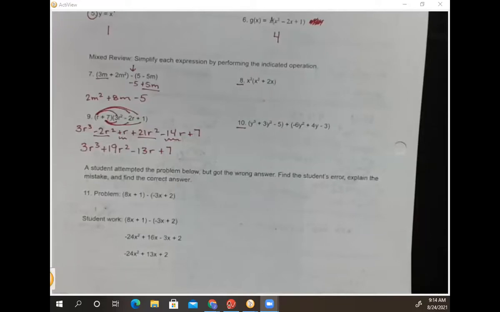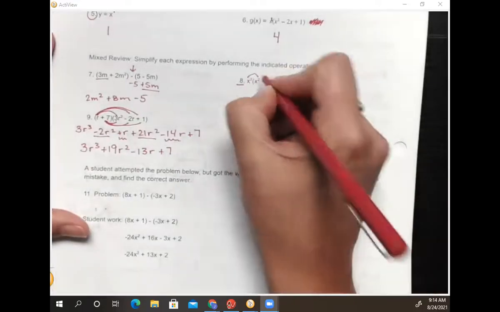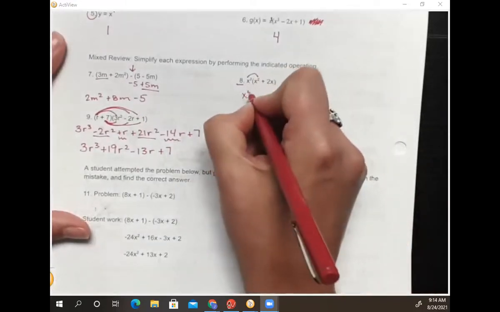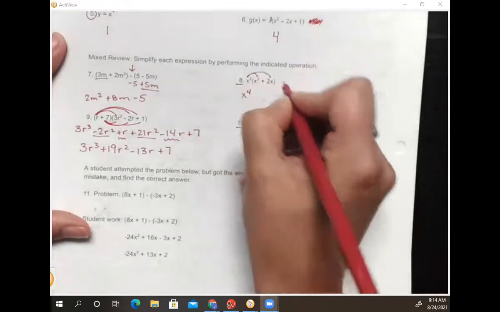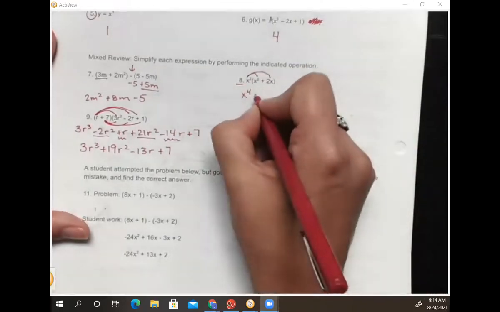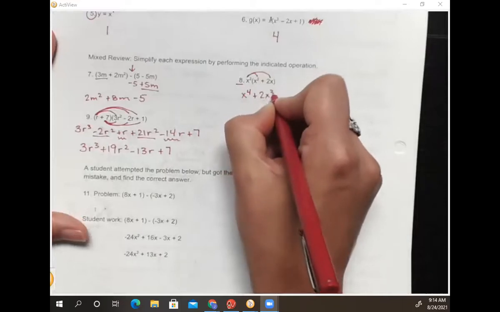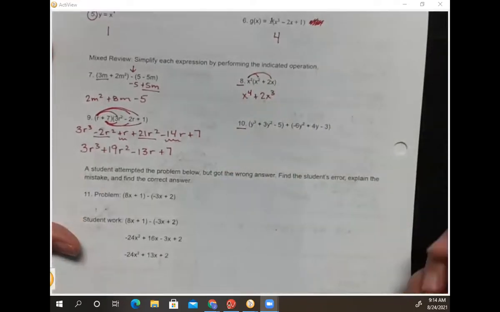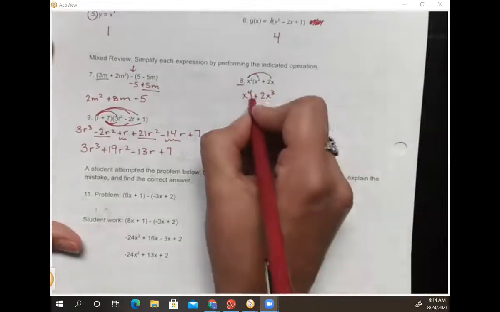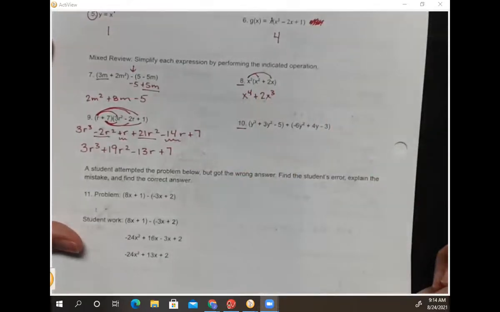Number 8, we're distributing. X squared times x squared would be x to the 4th. X squared times 2x would be 2x cubed. There are no like terms to combine here, and I've got standard form since my term with the largest exponent is first. So number 8 is done.